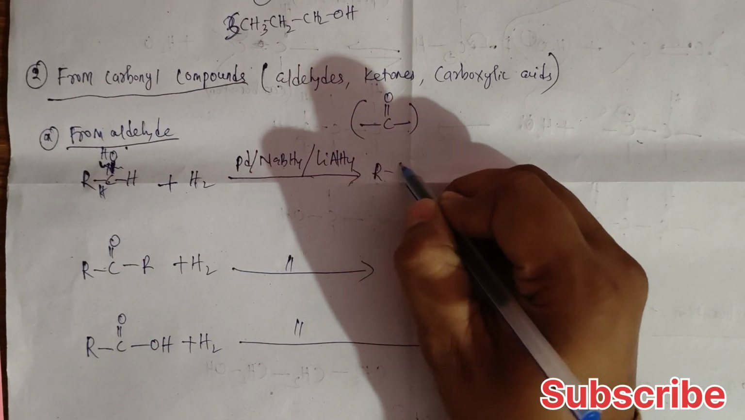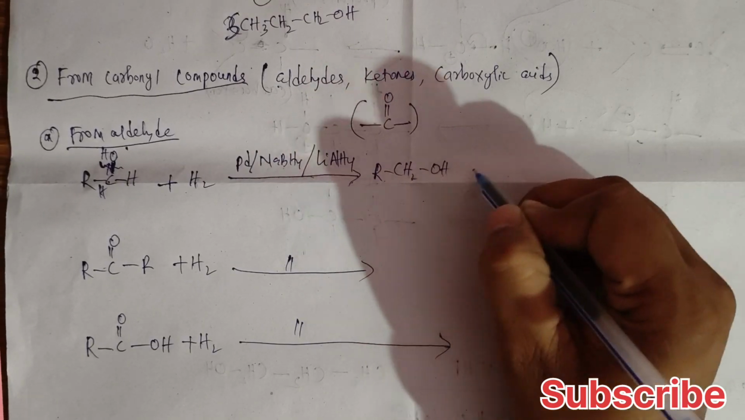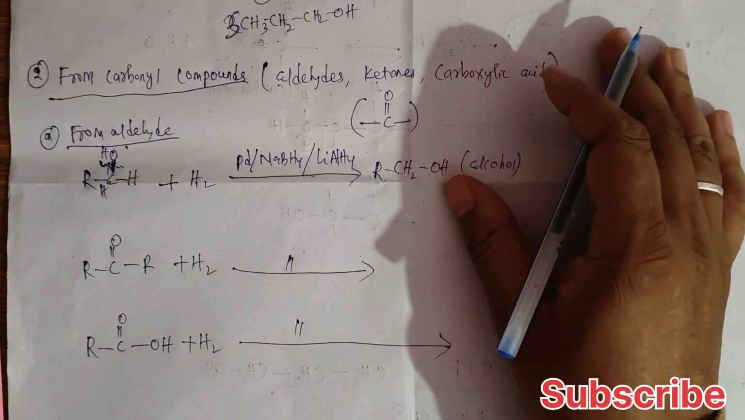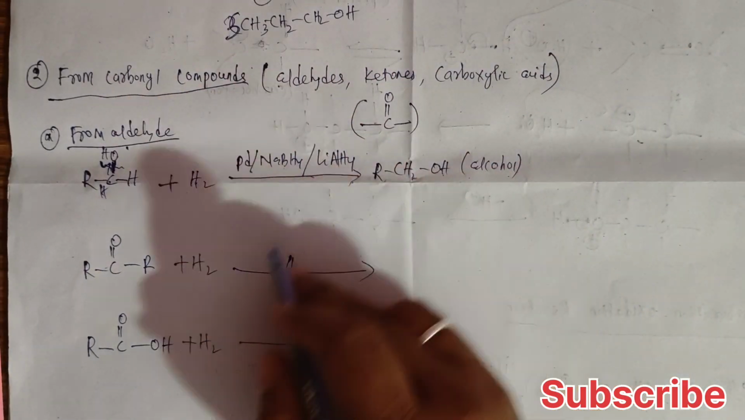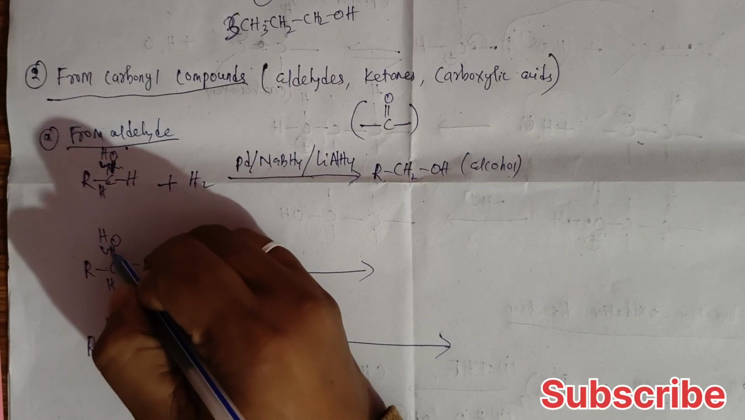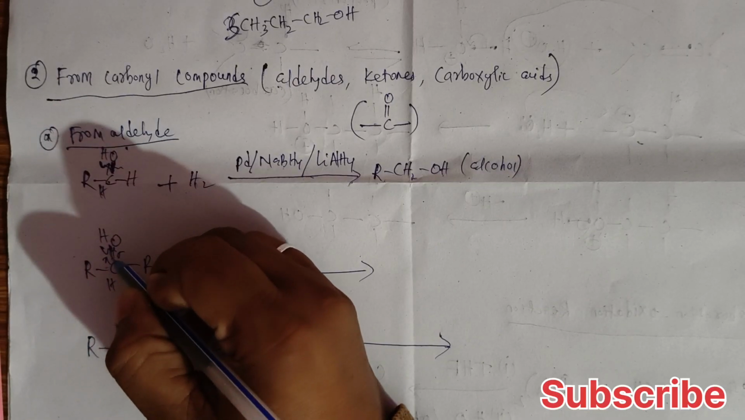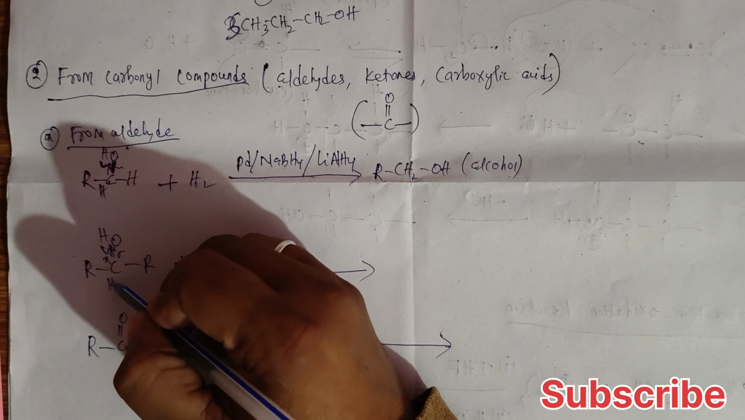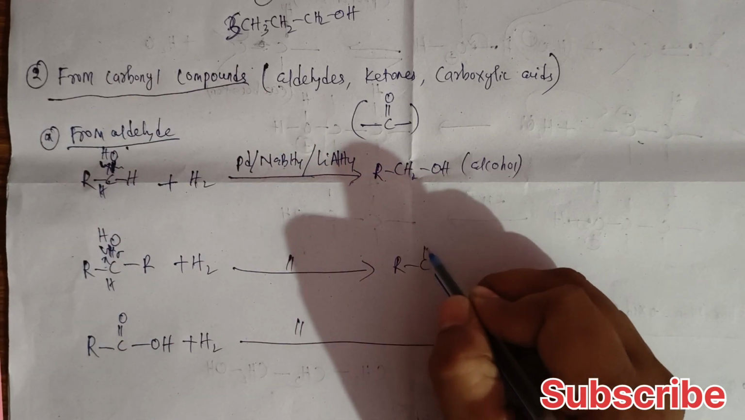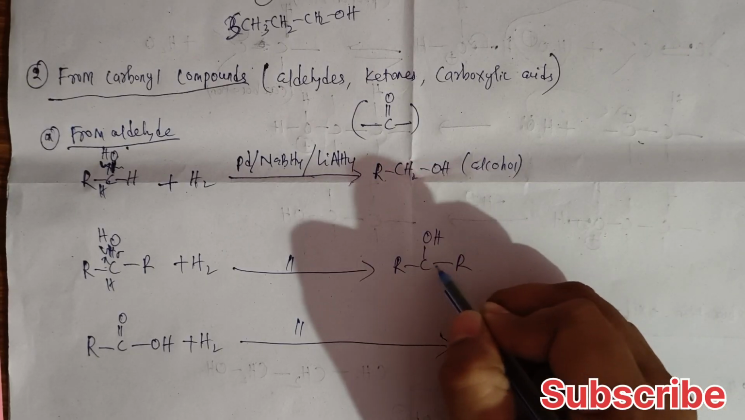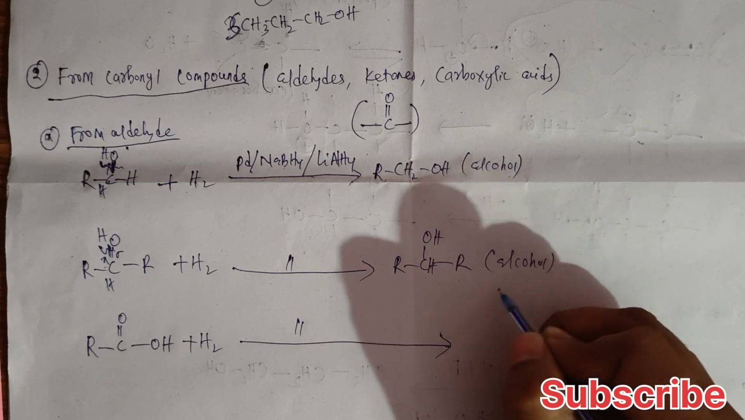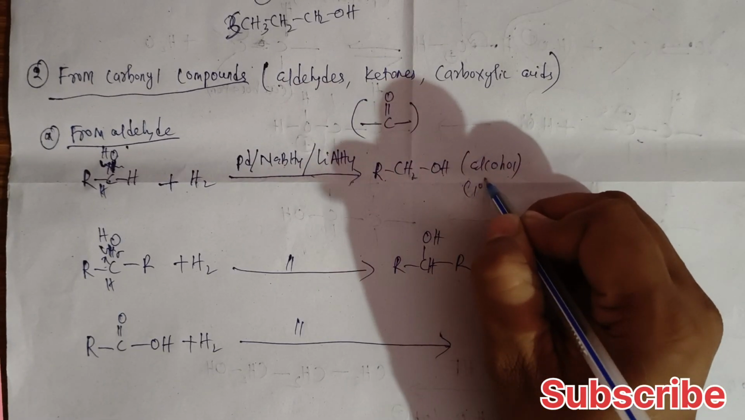So what will we get? RCH2OH, that is our alcohol. Clear? Then if you reduce this structure, another pi bond is broken, the C=O has one sigma and one pi, so the pi will be broken and 2H will be added, one to carbon and another to oxygen. We get R-CHOH-R, which is also an alcohol, but a secondary alcohol, whereas this is a primary alcohol.